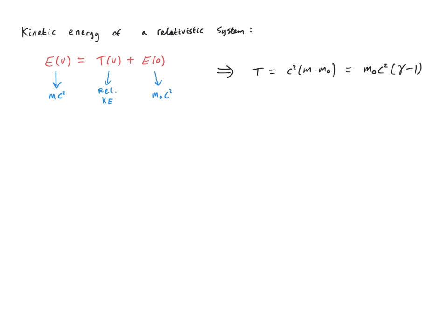In terms of the Lorentz factor, the kinetic energy is therefore m0 c squared multiplied by gamma minus 1. Notice that for relativistic systems, the relativistic kinetic energy is not simply a half mv squared, as it is in the non-relativistic case. There are relativistic corrections to that formula. However, if we were to take the non-relativistic limit of the velocity much less than the speed of light, then we would indeed find that the kinetic energy recovers the classical result.